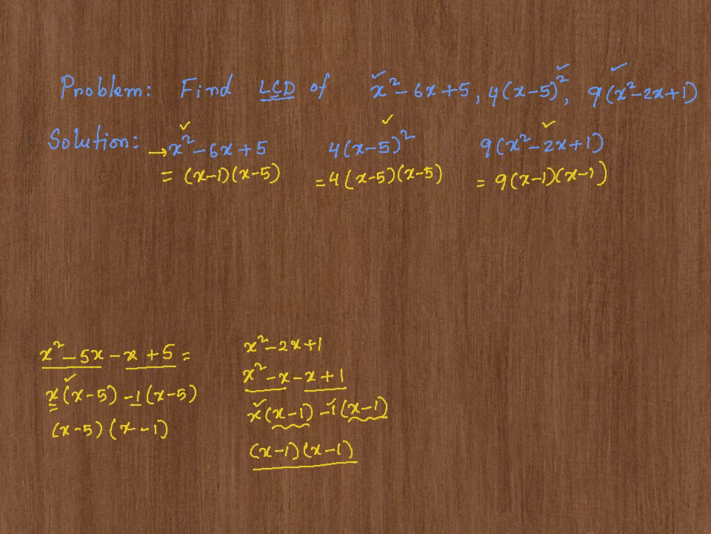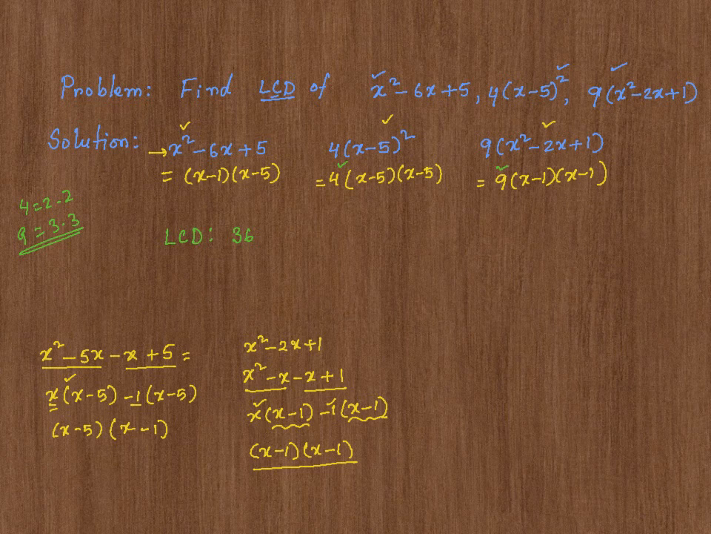Now at this point we are going to look at the factors. So look at the constants first, as we are looking for the LCD. For 4 and 9, there is nothing common between them, so the LCD of 4 and 9 is going to be 36, because there is no prime factor common between 4 and 9. Why? 4 is 2 times 2 and 9 is 3 times 3. So the LCD of these two numbers is going to be 36.